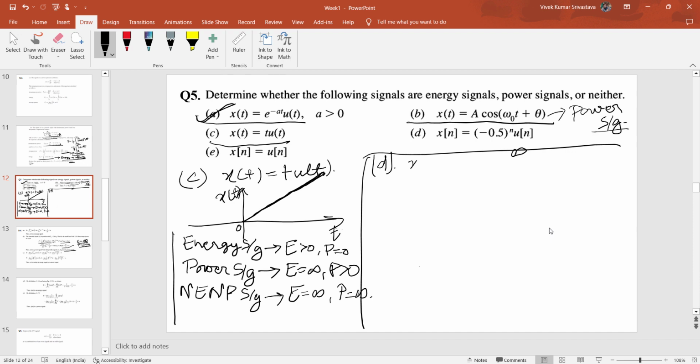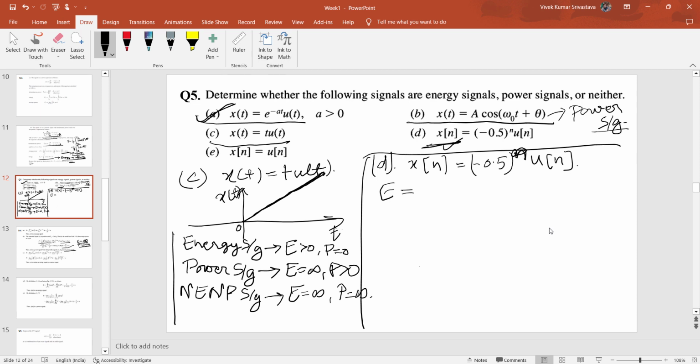So the next problem is x of n is equal to minus 0.5 raised to the power n into u of n. We will first calculate the energy of this signal. First of all, it is not a continuous time signal, it is a sequence, basically a discrete time sequence. So here the formula is a little bit changed.